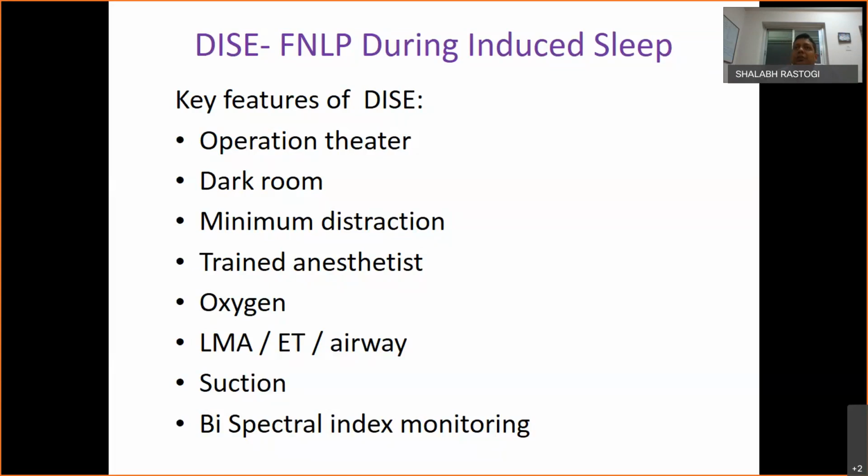So all the things to resuscitate the patient during that time should be available, which includes oxygen, airway or endotracheal tube, suction. Another important thing is monitoring of the brain activity. If it is available, one should always go for it. It's called BIS monitoring or bispectral index monitoring. You should always keep BIS between 50 to 70, not less than 50 for the DISE.